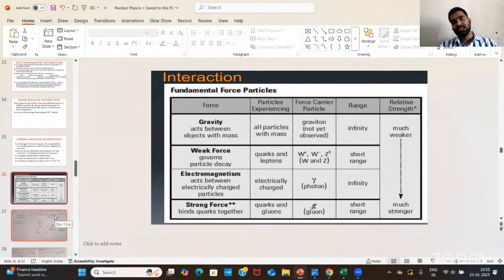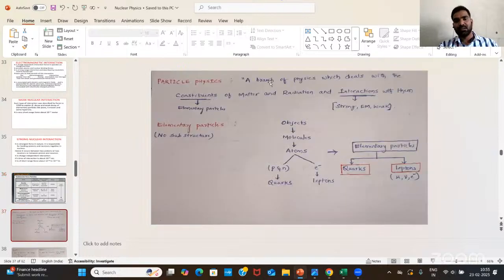Just now we have studied these interactions between these constituent particles, that is nuclear interactions, strong force interactions. So let us go for this one. It is a branch of physics which deals with the constituents of matter and radiation and interactions between them. Constituents means elementary particles here. The interactions are strong, electromagnetic and weak interactions. Elementary particles means those that don't have any substructure.